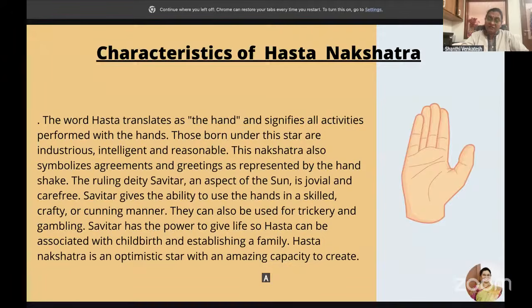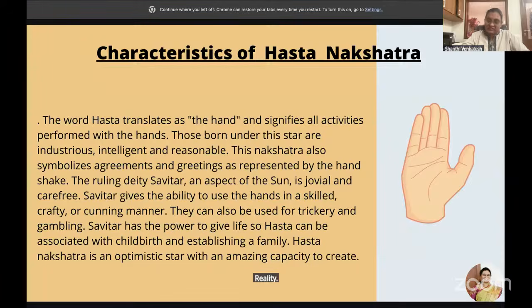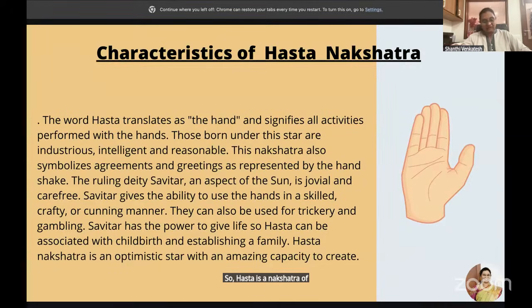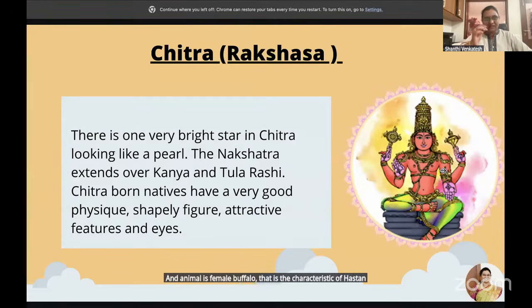A person may have a wonderful idea, but it is Hasta Nakshatra which will ask, can it actually be done? And it converts the idea into reality. So very good skills, craftsmanship, practical intelligence, and accomplishment. So Hasta is a nakshatra of skilled hands, practical intelligence, we can say. The deity for Hasta is Savitar. The symbol is hand. The ruling planet is moon, and the animal is female buffalo. That is the characteristic of Hasta nakshatra.